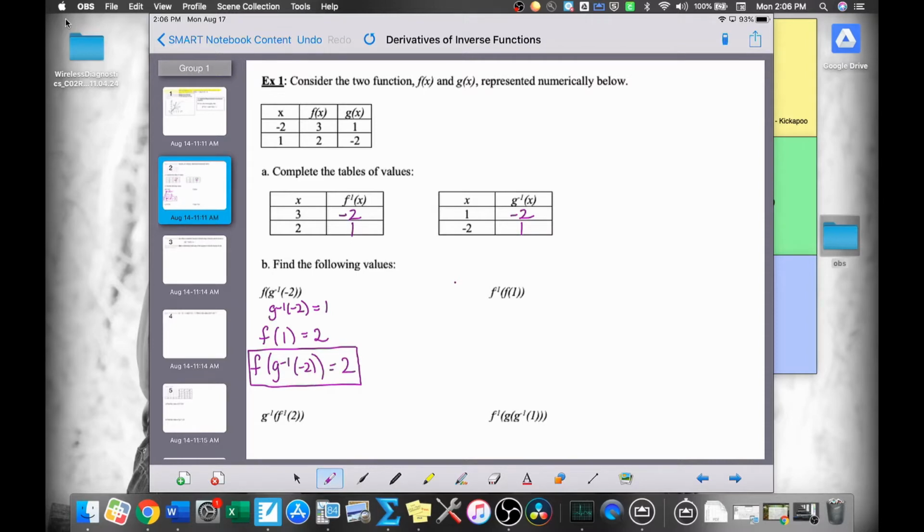The second one, f inverse of f of 1. So again, we start right here on the inside with f of 1, and f of 1 is 2. Then we have to do f inverse of 2 and figure out what that is. Well, we know that when f of x is 2, x is 1. So f inverse of 2 is 1.